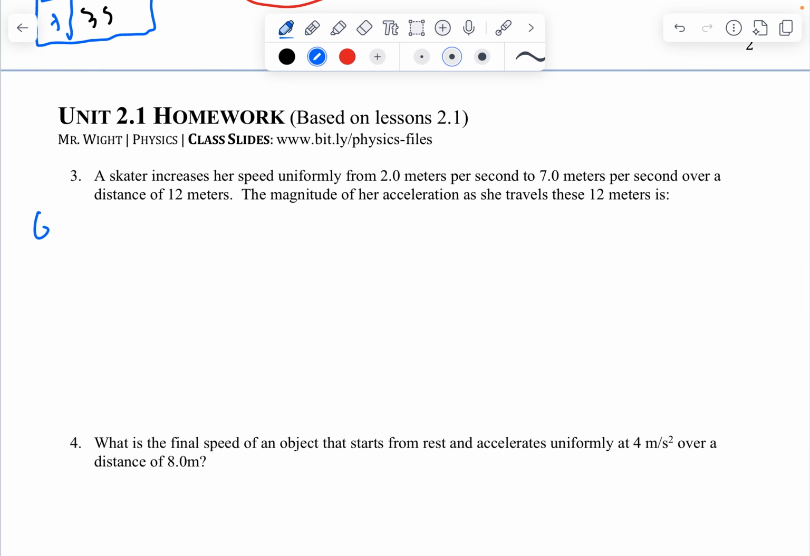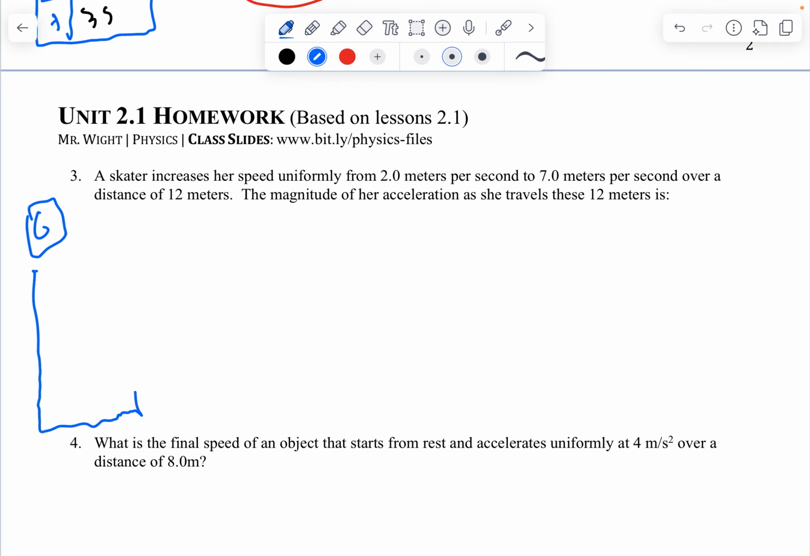G. A skater increases her speed uniformly from 2 meters per second to 7 meters per second over a distance of 12 meters. The magnitude of her acceleration as she travels those 12 meters is what? Good.